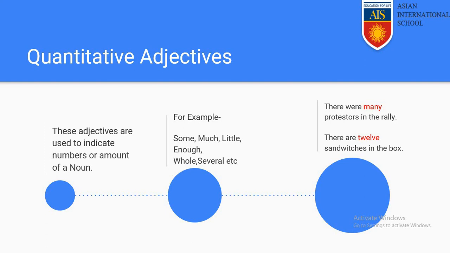Next is, there are 12 sandwiches in the box. Sandwich is a noun. So, how many sandwiches are there? What is the amount of sandwiches? What is the quantity of sandwiches? 12. So, here 12 is the quantitative adjective.